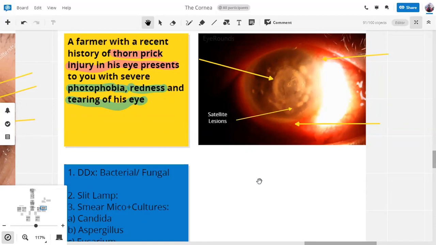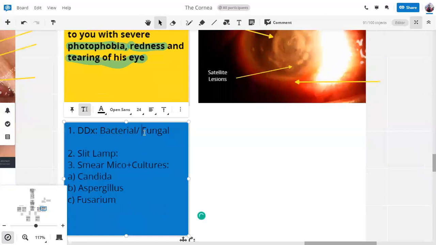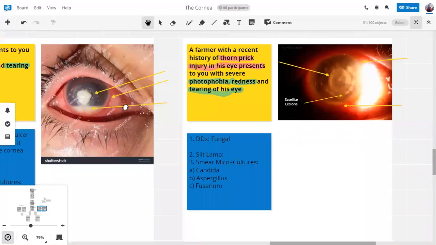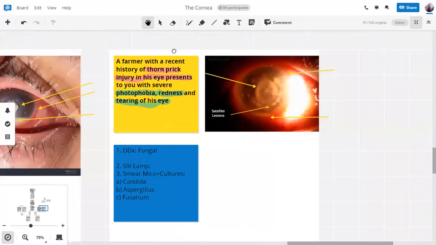Now we know that satellite lesions are small lesions which are present around the main ulcer. So our diagnosis in this case is fungal hypopyon ulcer. Fungal hypopyon ulcers. You have to remember this because sometimes these are the only things which help you differentiate between a bacterial ulcer and a fungal ulcer. A patient with a fungal corneal ulcer will present to you with a thorn prick injury, or he's a farmer.